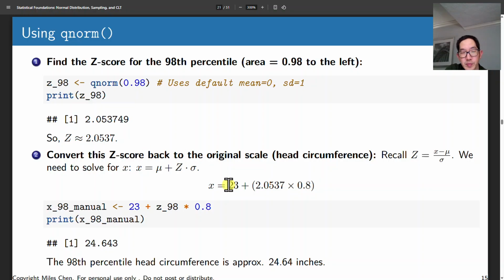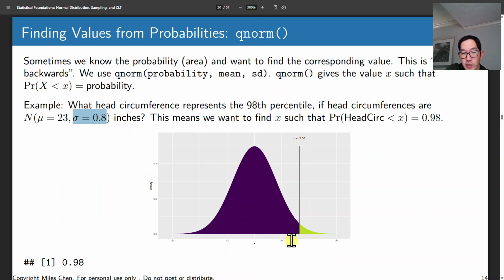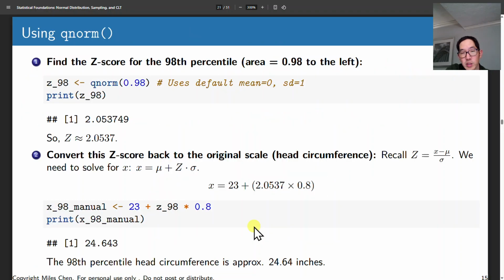And so if the mean is 23 and my z-score is 2.0537 and my head circumference standard deviation is 0.8, then the x comes out to be 24.64, right? So if you do 23 plus 2.0537 times 0.8, we're going to get 24.64. So looking at this diagram, that's right here. If I draw a cutoff line at 24.64, the area to the left of that is going to be 0.98.